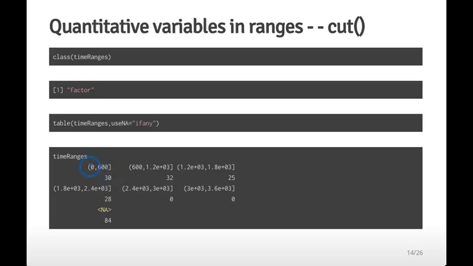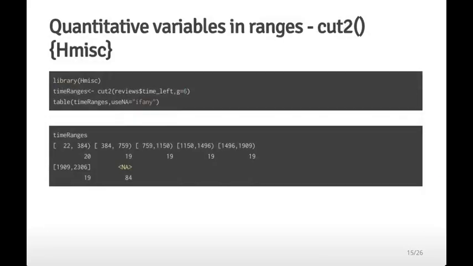Instead, what we see now are the different ranges, 0 to 600, 600 to 1200, and so forth, and you get to see the number of times there was a value between 0 and 600: there were 30 of those times. 32 times the value was between 600 and 1200, and so forth. So it gives you a little bit of information if there are specific cutoffs that you want to look at and see where the quantitative variables break down. You can do that with this cut function.